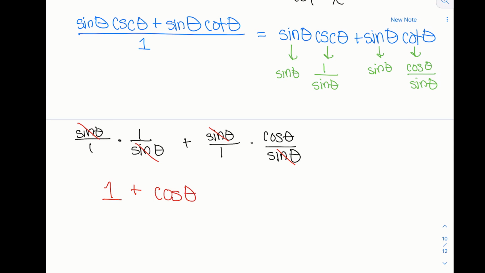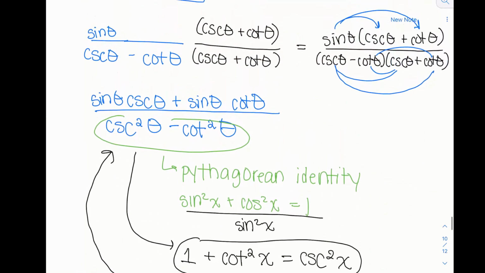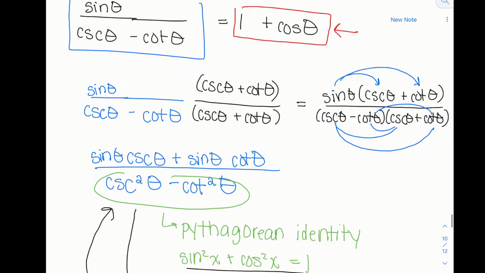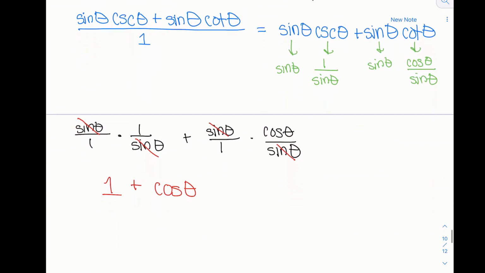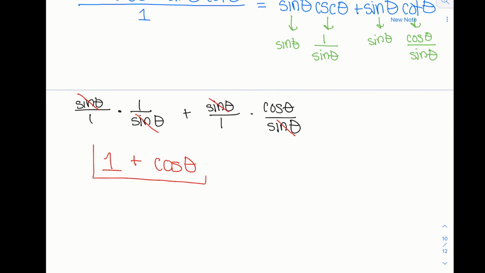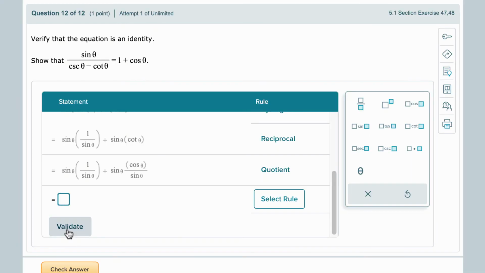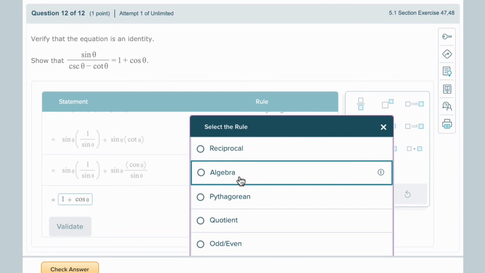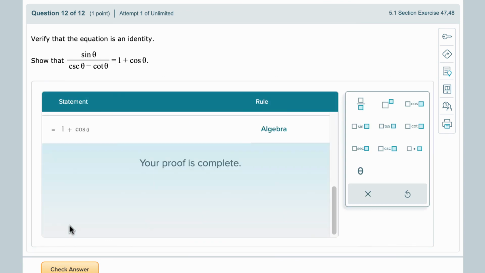And at this point, with identities, there's so many different things that you could rewrite the expression to be. You always want to make sure that you're getting to what was actually stated in the problem. And that is where we were getting at. So that means, okay, we've gotten to our final answer. Even though there's a lot of steps for trig identities, the nice thing is you know what the final answer is going to be. It's just a matter of getting there. So in this case, we got to 1 plus cosine of theta. So I'm going to write that in. And the rule that we used, we were just simplifying and canceling, so that would be algebra. And validate. And once you get to that final part, in this case the 1 plus cosine theta, it marks it as complete.